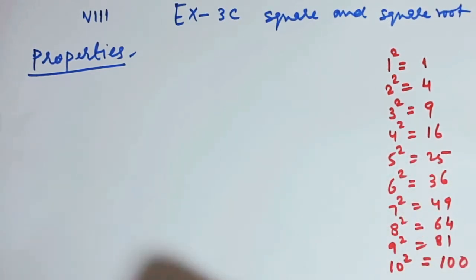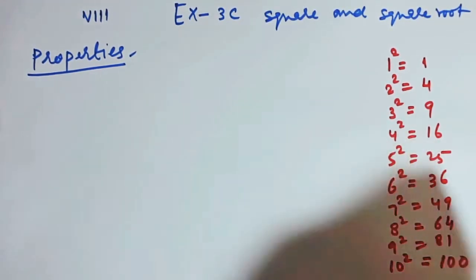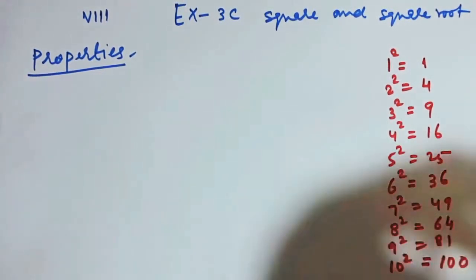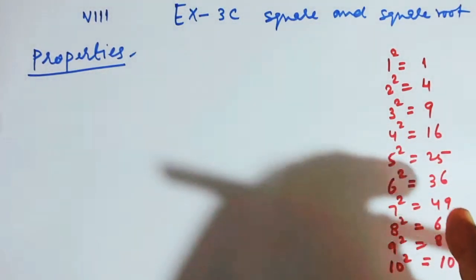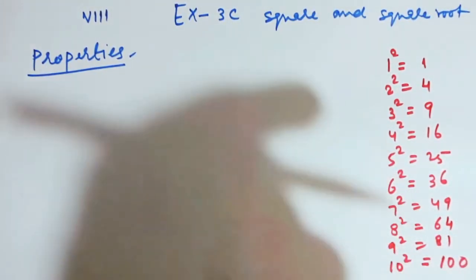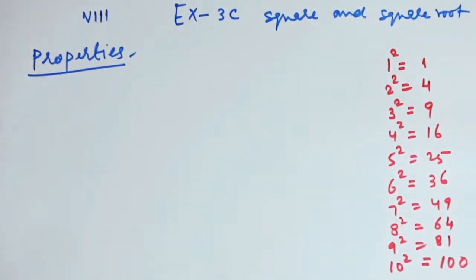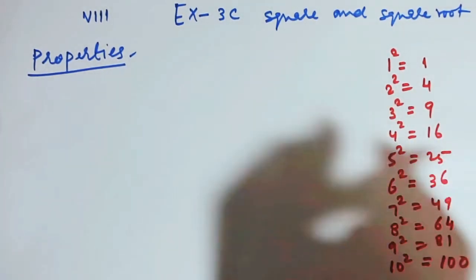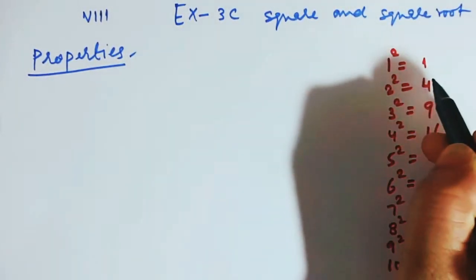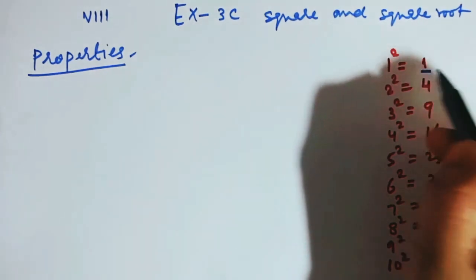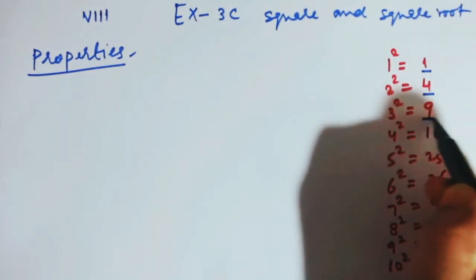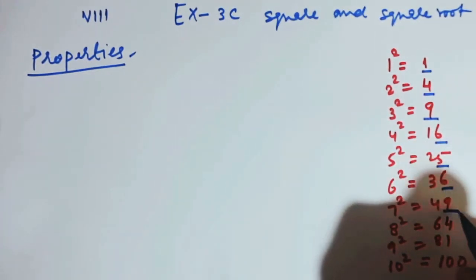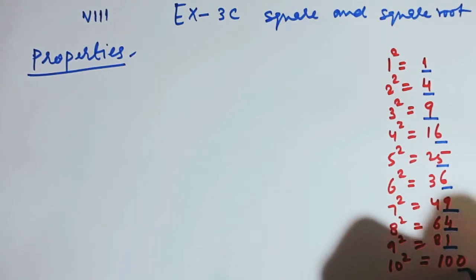Now you might be thinking, what is the use of telling you these squares of numbers? The use is, once you look at it closely, I bet exercise 3C will be nothing for you, and you will do it yourself. Have a look. Let us look at the unit digit. The unit digit over here is 1, 4, 9, 6, 5, 6, 9, 4, 1, 0.